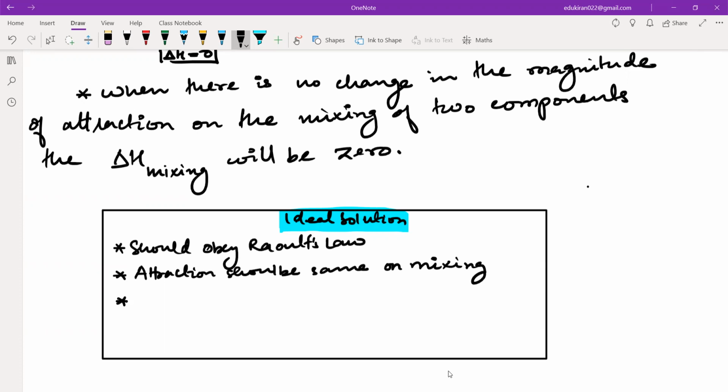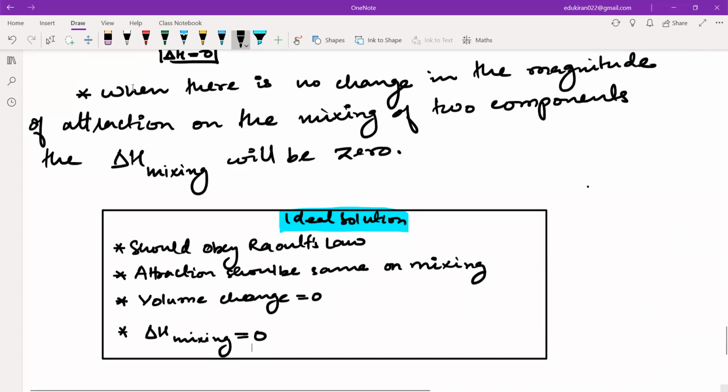Then you can write what else? The volume change. Volume change should be 0. You can also write the delta H of mixing, enthalpy of mixing should also be 0. Okay. So if you don't understand any of this one point, please let me know, and I will explain it again. And when you are done, please raise your hand. If you're done, please raise your hand.